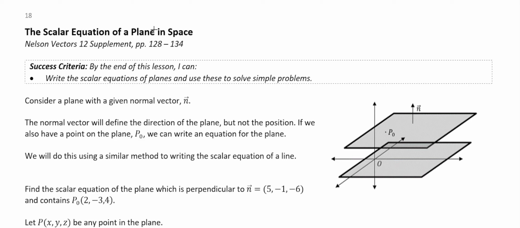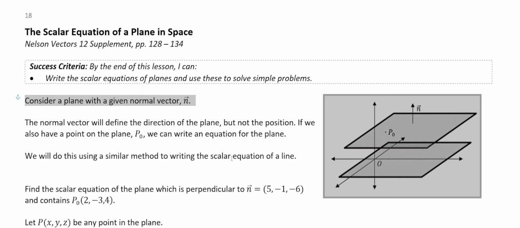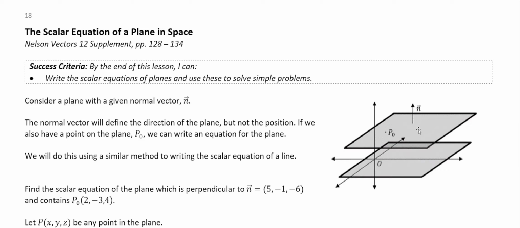In this video, we're going to look at the scalar equation of a plane in space. So consider a plane with a given normal vector n. So here's our plane, here's our normal vector n. The normal vector will define the direction of the plane, but not the position.